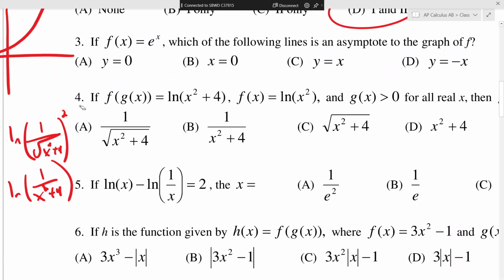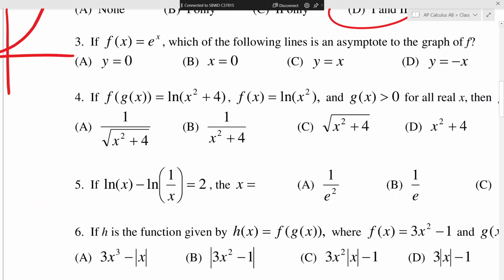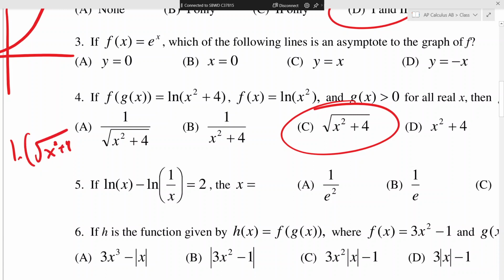Yeah, right? Okay. And you can see this, if we plugged in this, that's going to become ln of that thing squared. Well, that's not going to do it for us. Clearly, the answer is this. Because if you plug that into there, you get ln of the square root of x squared plus 4, squared. But the square root of x squared plus 4, squared is x squared plus 4, which is what we want it to be.